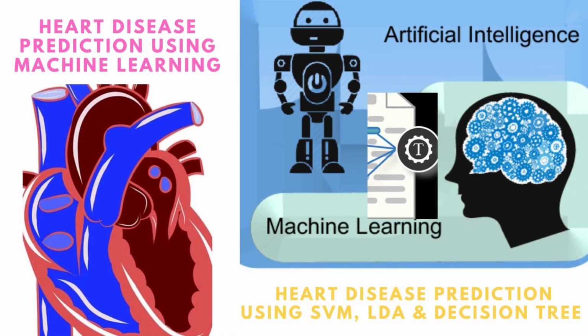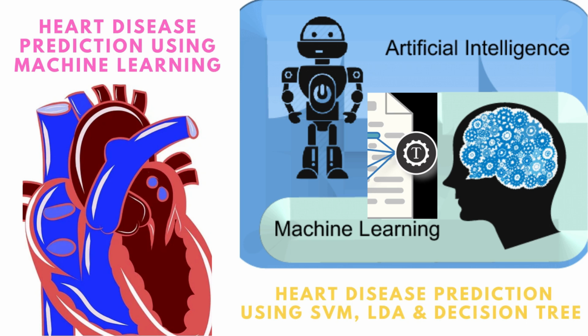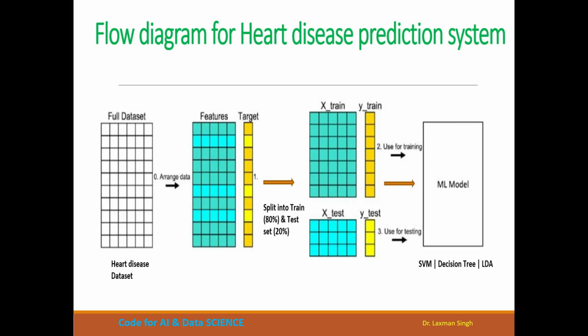Let's start building the heart disease prediction system using SVM, decision tree and LDA. Here we will use MATLAB software to develop the heart disease prediction system. For this purpose, we will use three main machine learning classifiers: SVM (support vector machine), decision tree and LDA. And before building the system, let's understand the flow diagram, how the heart disease prediction system will be developed.